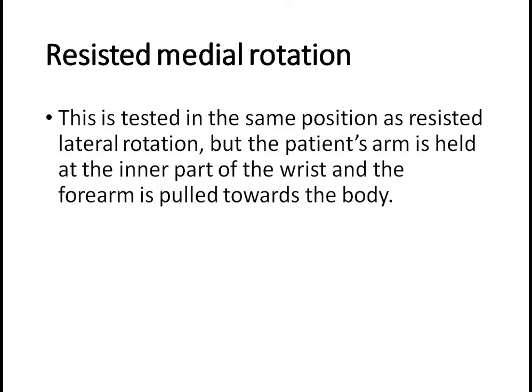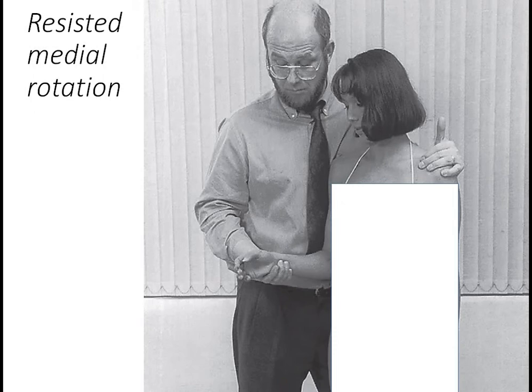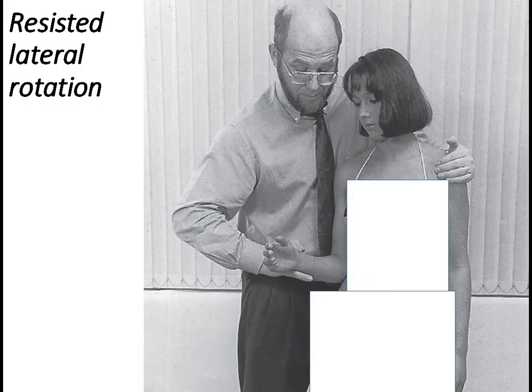And next we will discuss the resisted medial rotation. This resisted medial rotation is tested in the same position as we discussed for the resisted external rotation. But the patient's arm is held at the inner part of the wrist and the forearm is pulled towards the body, like that. In the previous picture, the patient's wrist was held by the therapist from the outside, just to prevent that movement in the direction of the therapist's elbow.